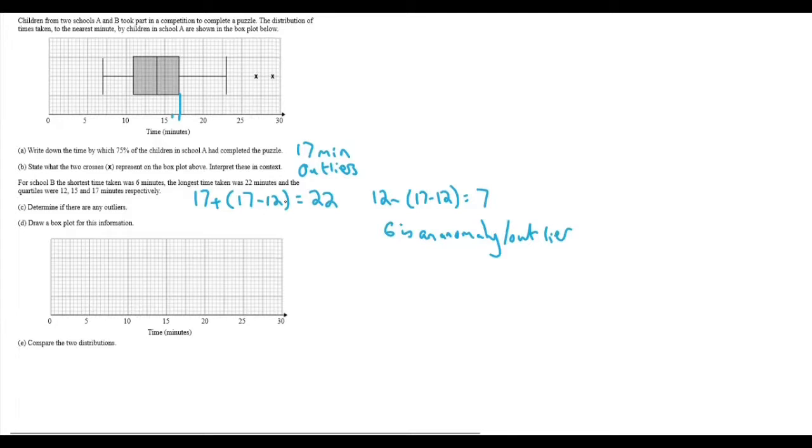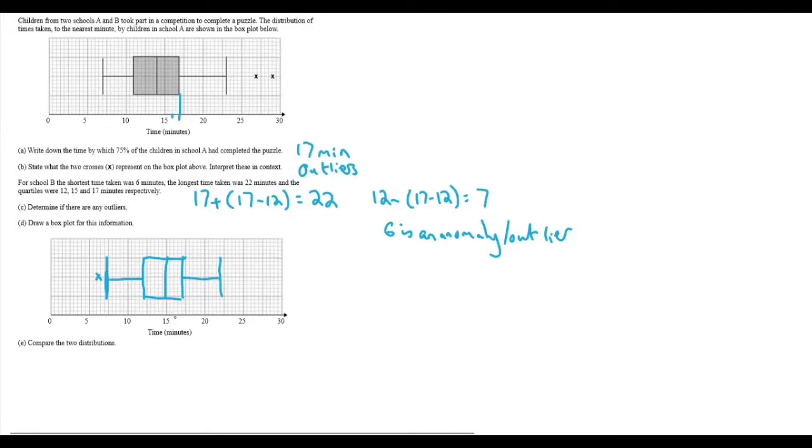So for our maximum, we're going to go with that 22. Once again, every 2 little squares is going to represent 1. So this 22 is going to be here. The 17 will be here. The median, 15, will be here. Lower quartile at 12 will be here. And then the lower boundary will be at 7, with our outlier at 6 being here. Join up the 2 boxes and then give the whiskers as such.